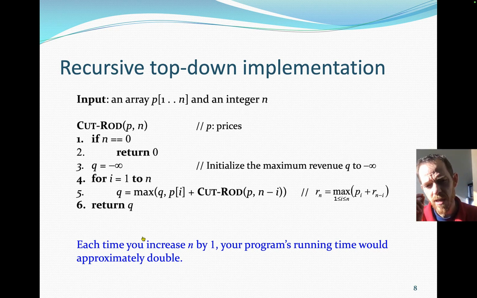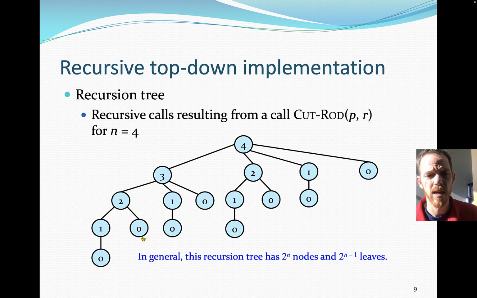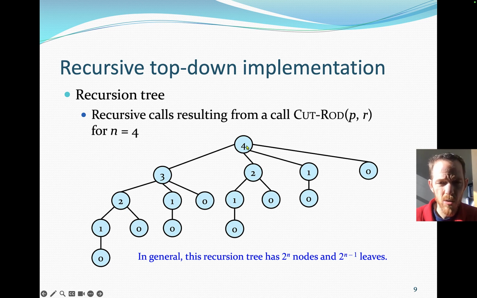Notice each time we increase n by just 1, the program's running time approximately doubles, growing very quickly. Let's see this pictorially. If we had n equals 4, then we could show the different calls here. We're going to make a subcall with a cut of 1 and 3. Well, then we need to figure out what is the maximum revenue we can get with a cut of 3. To determine that, we need to know what the maximum cut is with 2, and to know that, we need 1 and 0, and then we can finally answer that.